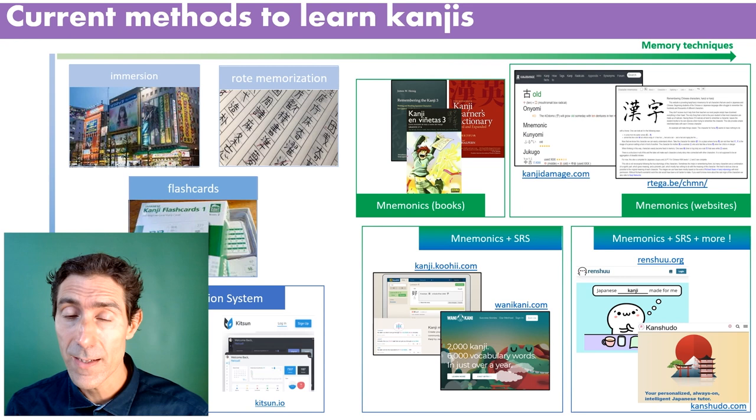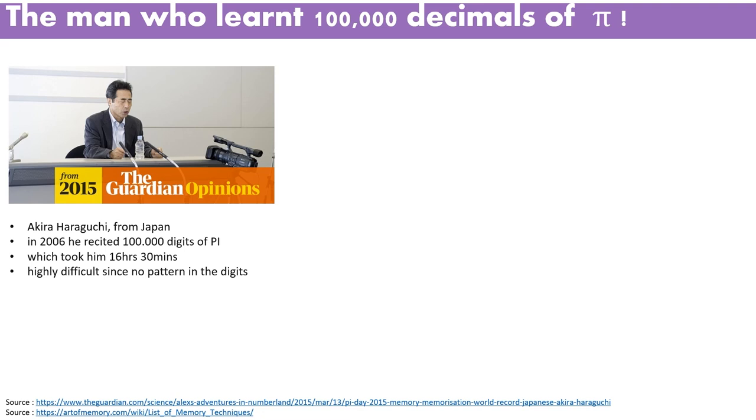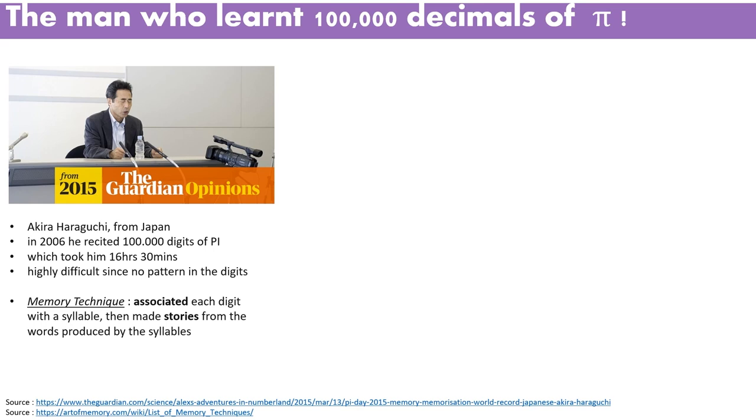Let me present you Akira Haraguchi, the man who learned 100,000 digits of the number pi. Wow, that's quite a performance, and it took him 16 hours to recite all numbers. What is interesting is how he did it. It's not by rote memorization. He used a specific memory technique, associating each digit with a Japanese syllable, then making stories from the words produced by the syllables. So this is incredible, and there are other great people doing similar things.